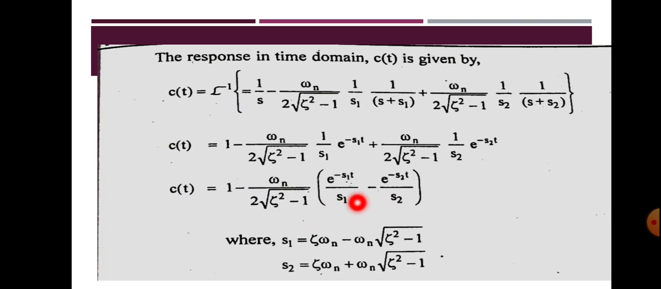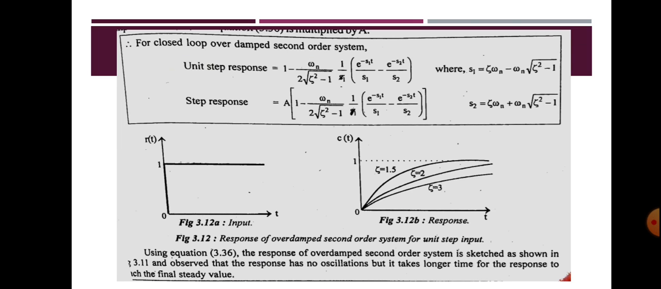In that equation we know that s1 is equal to δωn minus ωn into square root of (δ² - 1), and s2 is equal to δωn plus ωn into square root of (δ² - 1). So this is the equation for the response in the time domain, that is C(t). And in this equation we can substitute values such as t = 0, 1, etc., and we will get the response like this for different values of damping ratio, such as 1.5, 2, 3, at different times t from 0 to infinity.